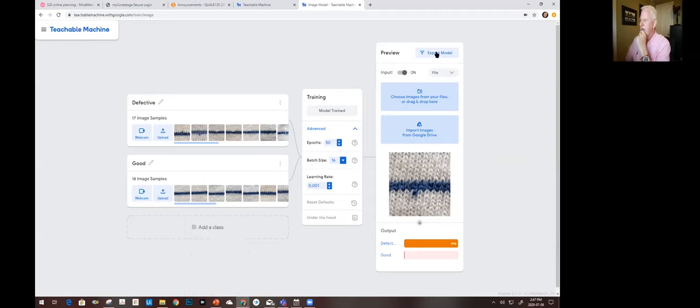Okay, so you can export your model to use it somewhere else. I want to give a final word before I leave the screen.